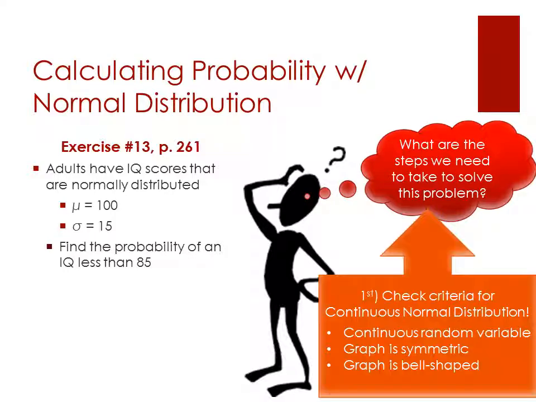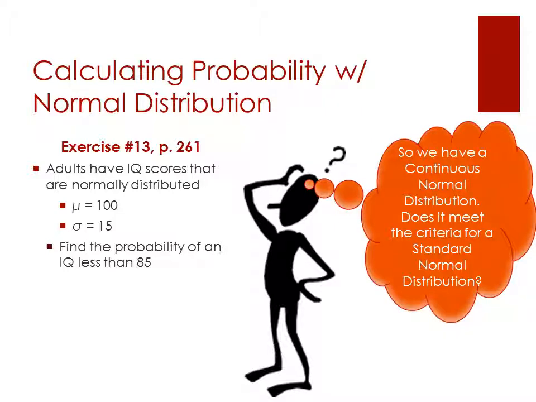Well, the first thing we need to do is check our criteria for a continuous normal distribution. So IQ is indeed a continuous random variable in the sense that we measure it, we don't count it. We're told to assume that the graph is symmetric and bell-shaped. So that's what we'd be having because our standard deviation would make the shape similar on both sides of the mu. So both of those are checked. So we know we have a continuous normal distribution.